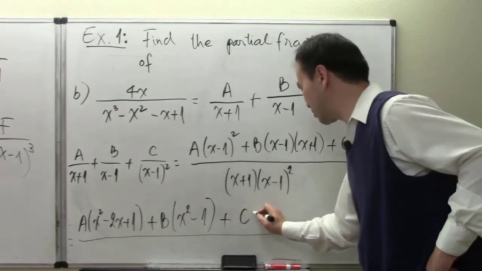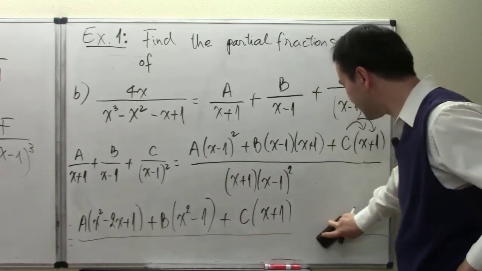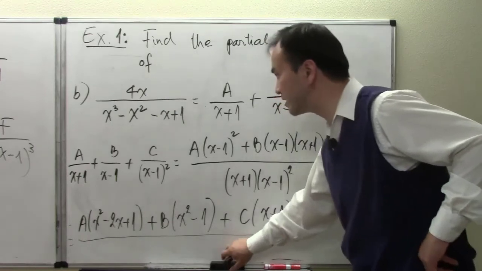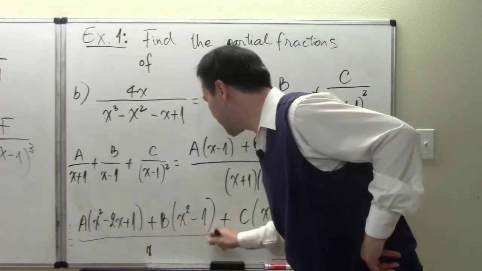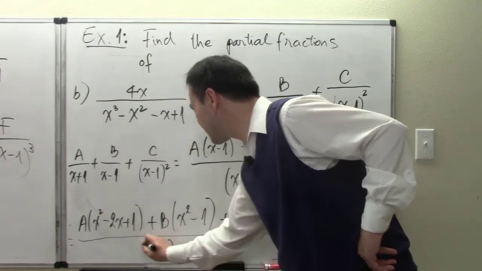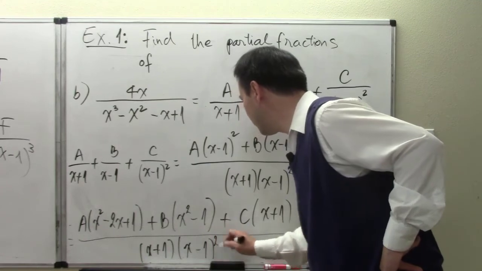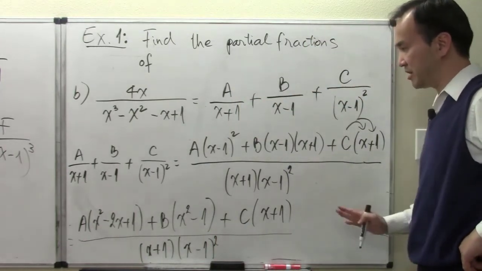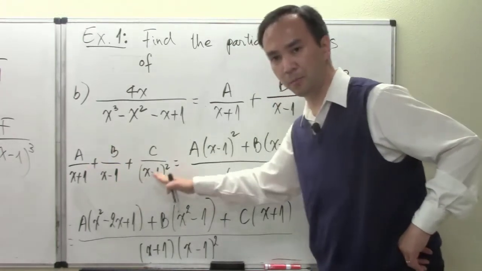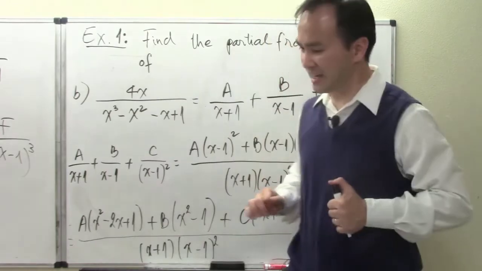Or right now maybe we don't need that yet. C times x plus 1. All right, so this is the step where we're ready for the next board right there. So x plus 1 is here times x minus 1 with multiplicity 2. Okay, and so that's how we're adding all these three partial fractions and combine like terms and bring them into one fraction.